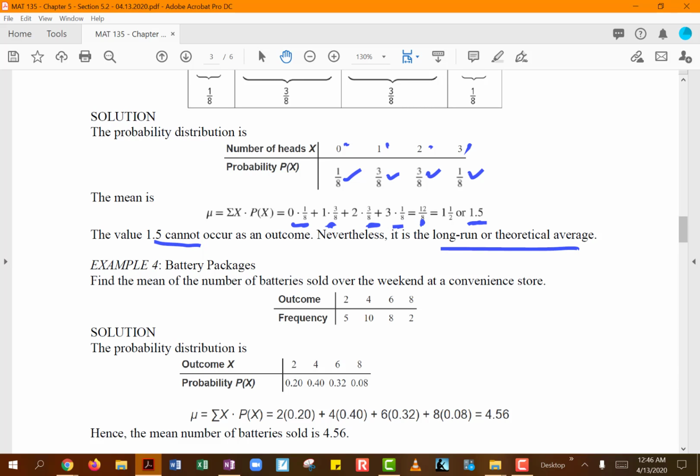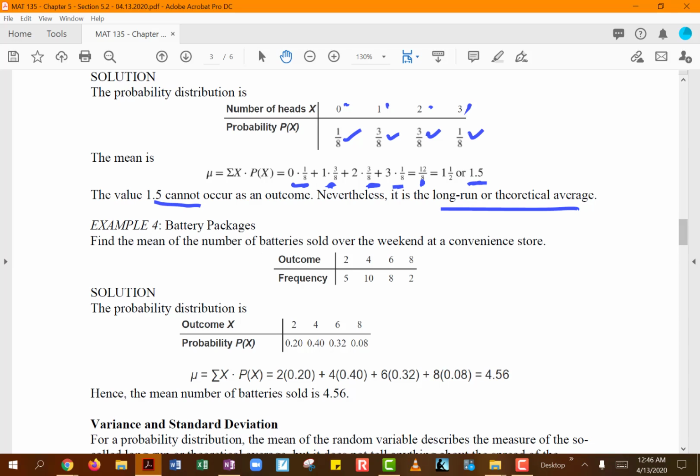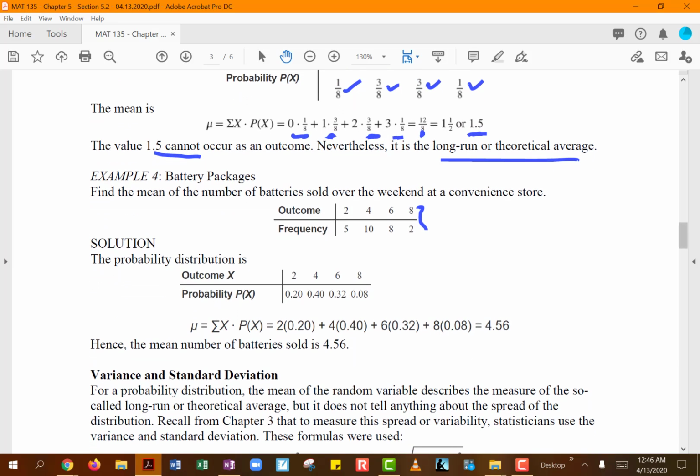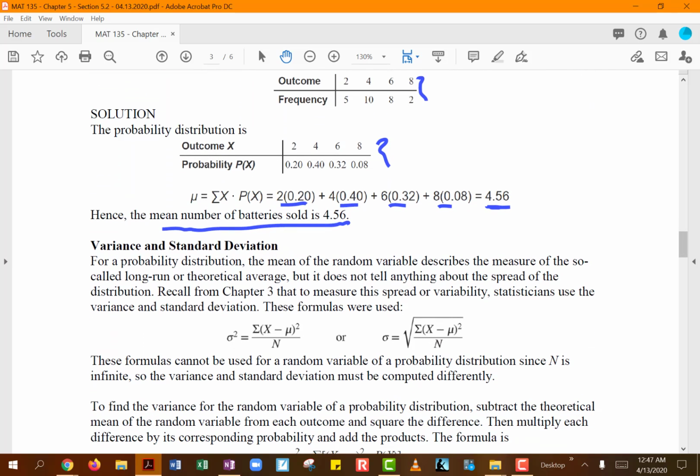Same example from our section 5.1 where we had talked about the convenience store selling different packages of batteries. So again, we're bringing that information here. We've got our frequency table, and then we're converting that into a probability distribution over here. Multiplying each outcome by its probability ends up giving us 4.56. So we're saying the average or mean number of batteries that this convenience store is selling is about 4.56 batteries over the weekend. That was our calculation for the mean for probability distributions.